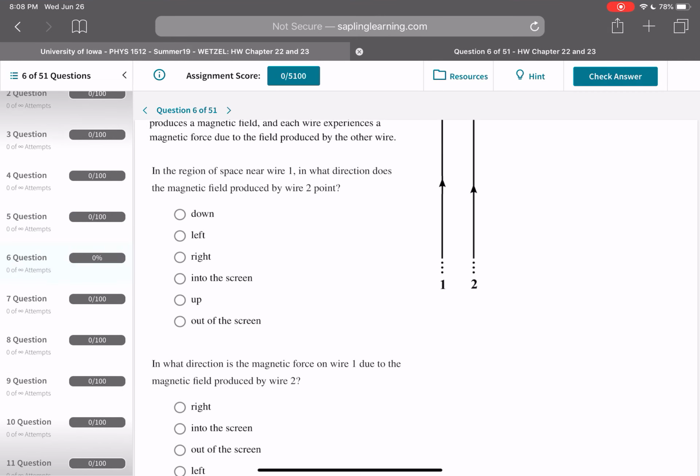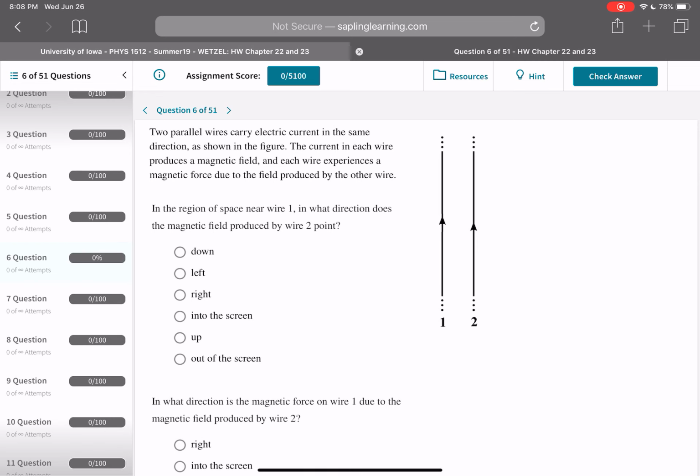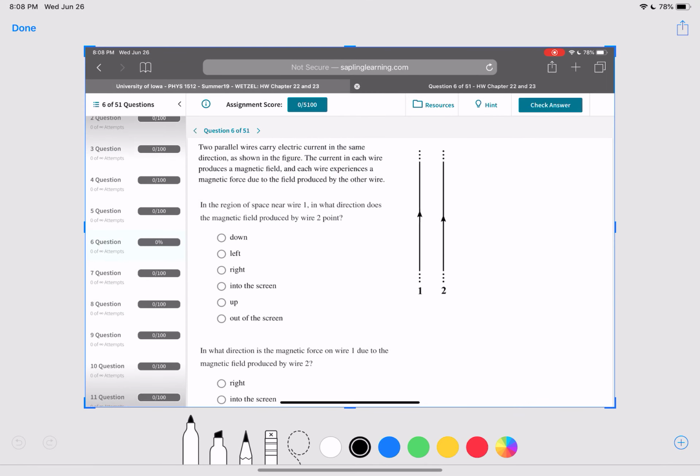6. Two parallel wires carry electric current in the same direction as shown in the figure. The current in each wire produces a magnetic field, right? Because if you use your right hand rule, point your thumb in that direction, then the field is going to come out of the page here and go into the page there. Number 2, same thing, it's going to come out of the page here and go into the page here. So these two fields are moving in opposite directions at the center point.